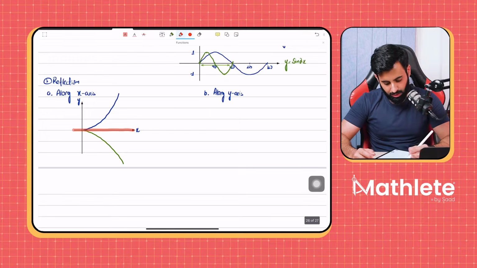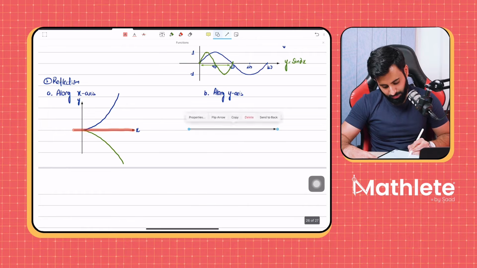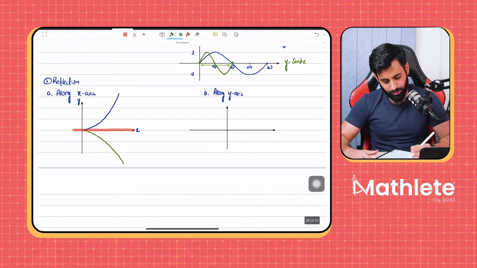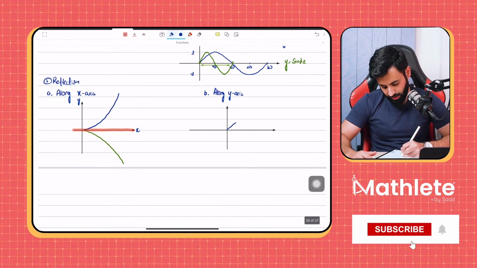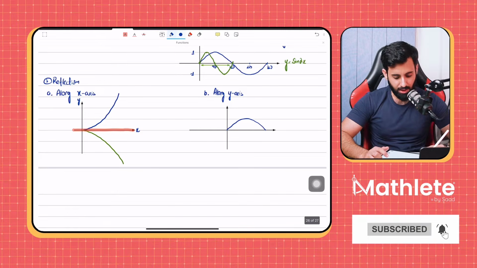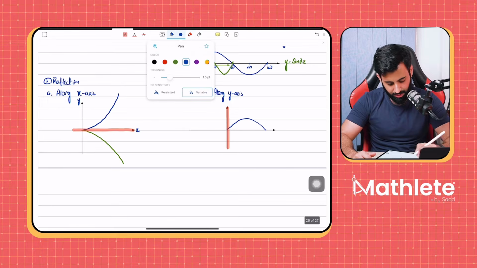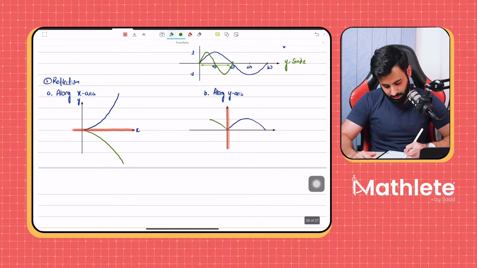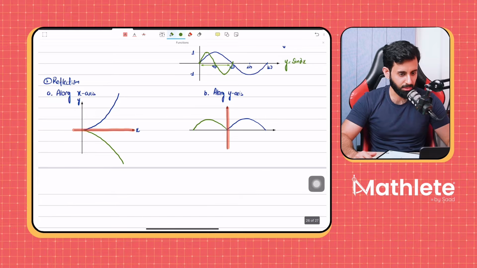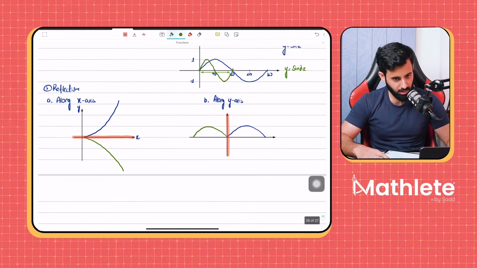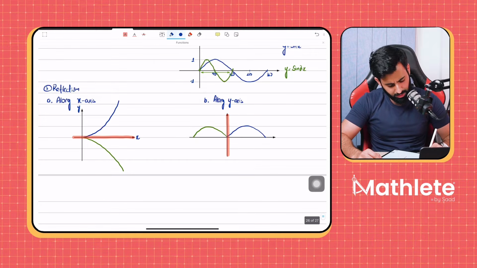Okay. And then you have a reflection along the y-axis. Let's see what that looks like. So if, let's say, I draw half of the sine curve, okay, and then I have to reflect it along the y-axis, that means this is now my mirror line or my line of reflection. So the image is going to look something like this. Okay. Now, just so you guys know, what happens when you reflect something along the x-axis is that you multiply the entire function by minus.